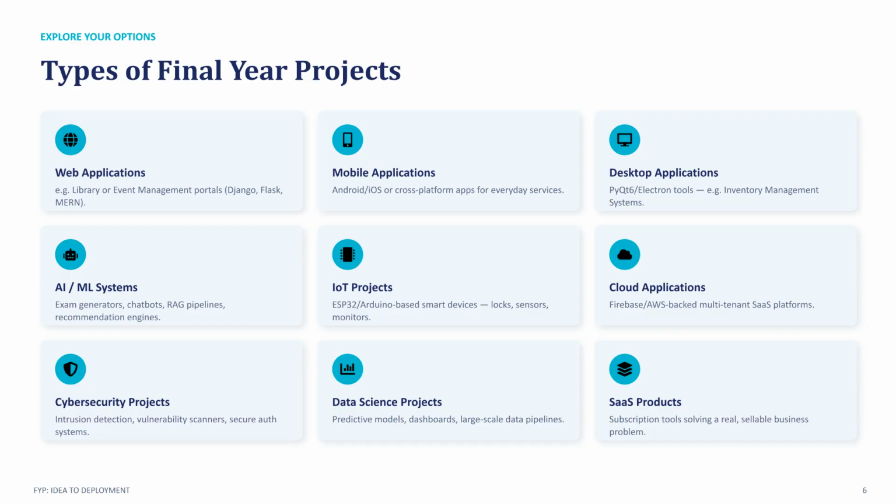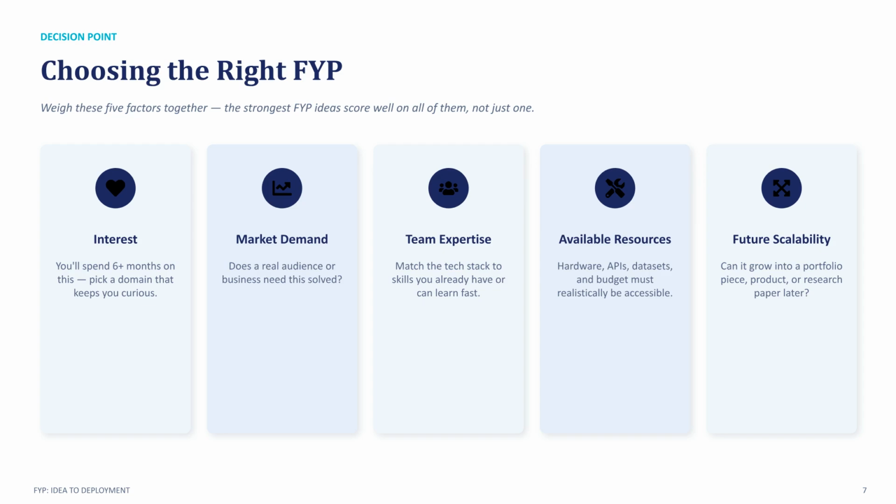There are many types of projects you can undertake. Whether it is a web or mobile application, an AI or machine learning system, an IoT device, or a full-scale SaaS product, ensure your choice aligns with your interests and the scope of the assignment. When choosing your project, evaluate 5 key factors: your personal interest, market demand, the expertise of your team, the availability of necessary resources, and the potential for future scalability.